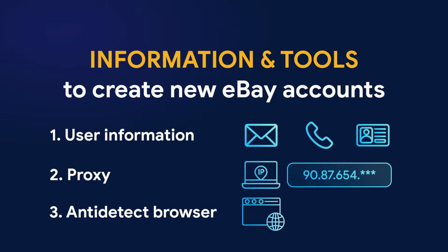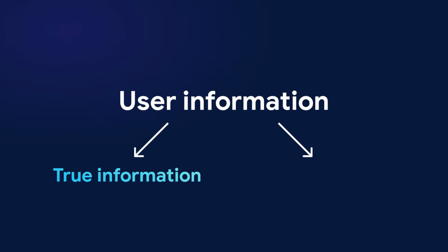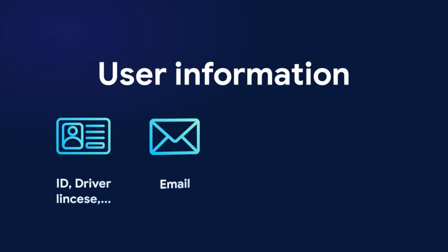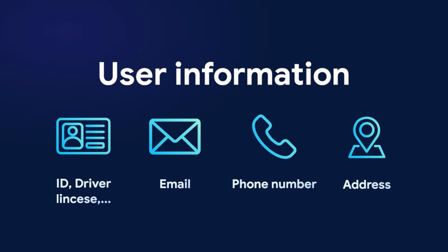Regarding the user information, in Part 1, Hidemyacc mentioned 2 solutions. One is to use your own personal information or borrow from friends or family. The second is to buy user info from the country where you need to register. A complete set of info must include a photo of your ID card, driver's license, passport, etc., for identity verification. A new email and phone number that can receive messages to get verification codes. Address information from the country where you are registering the account. For example, if registering for eBay US, you need a US address.